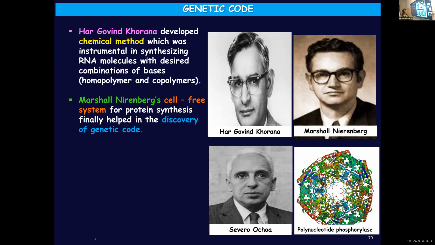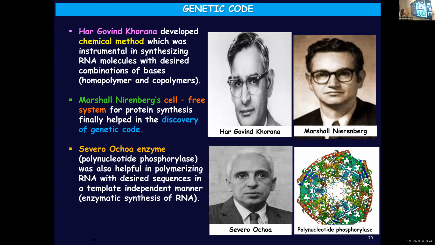Marshall Nirenberg suggested a cell-free system. Outside a living cell, he conducted experiments meant for carrying out protein synthesis. So another scientist, Marshall Nirenberg, carried out experiments to learn the synthesis of proteins outside a living cell, and that also helped in discovering the genetic code. The main person behind it was George Gamow, but all these scientists contributed to the same.